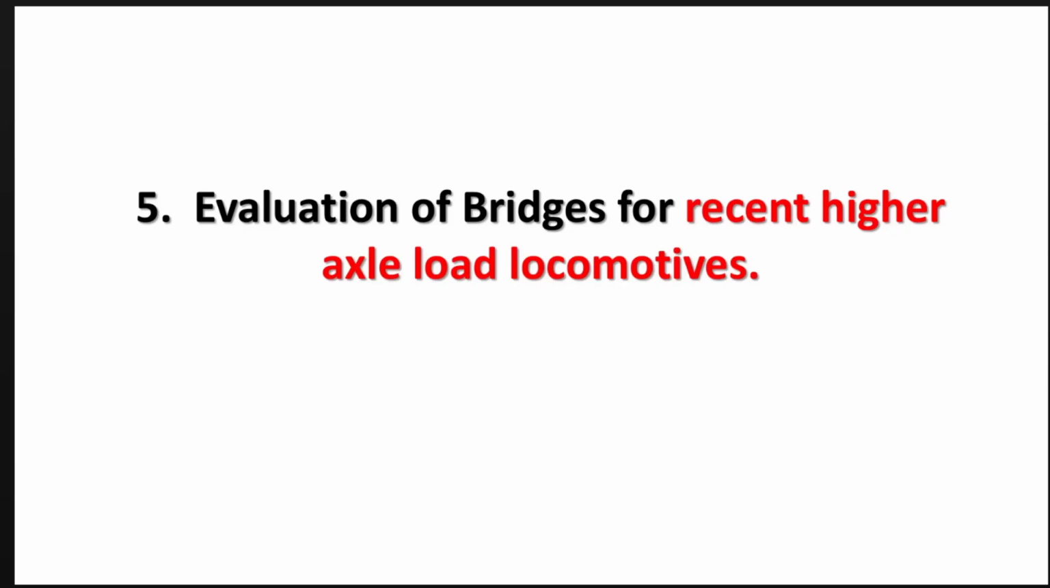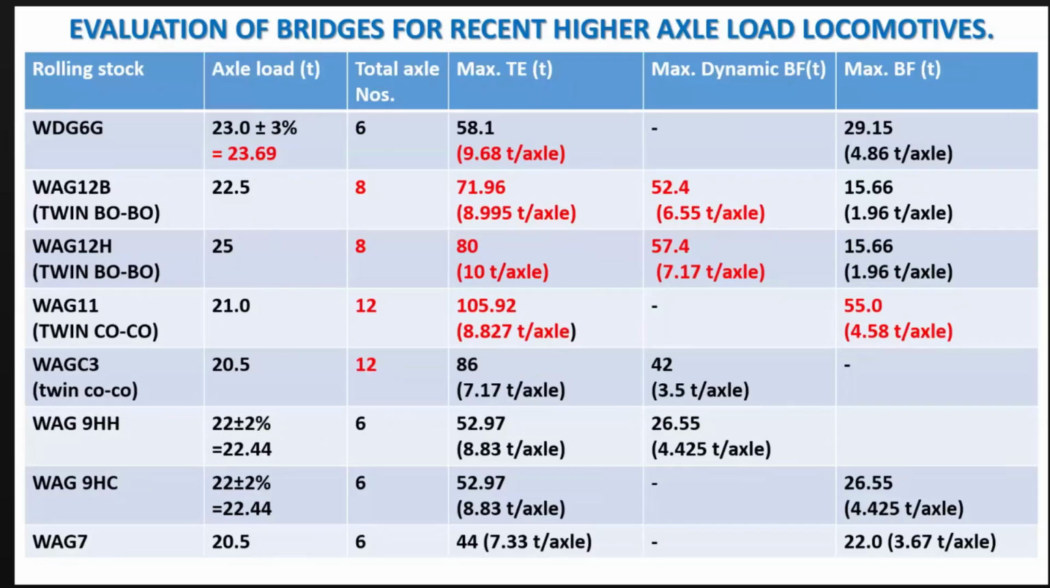This part will help you for better understanding of how to clear a bridge. Here I am showing many of the new rolling stock like WDG6. This is very popular. I think this has the heaviest axle load. This bridge has the heaviest locomotive axle loads, most of them 22.9 or 22. This is 23 plus 3% because this is a drive locomotive, so 3% extra load they have given.